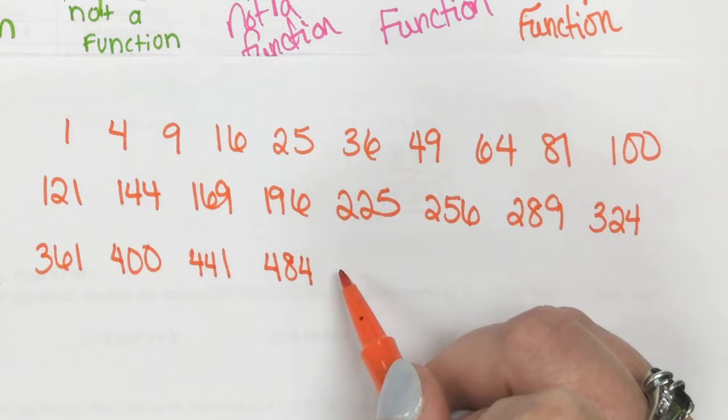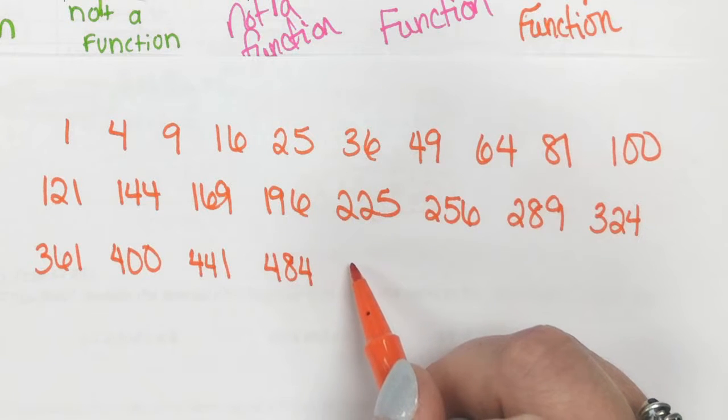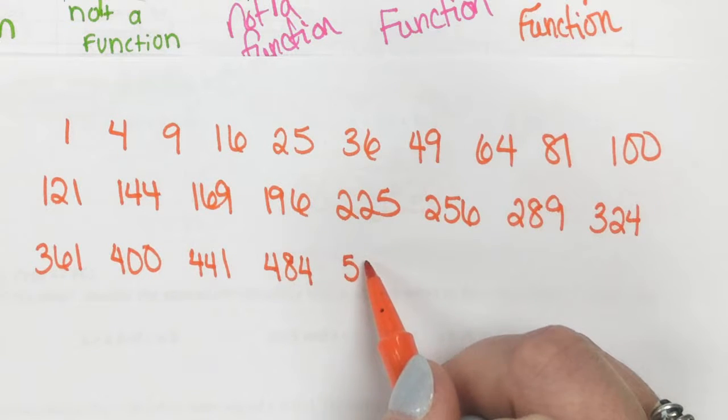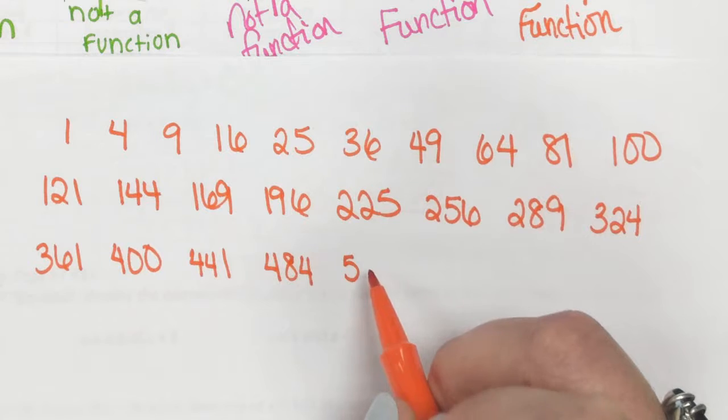484. There you go. Alright, 23 times 23. 539. What number is this? So this is 20. This is 21. This is 22. 23.